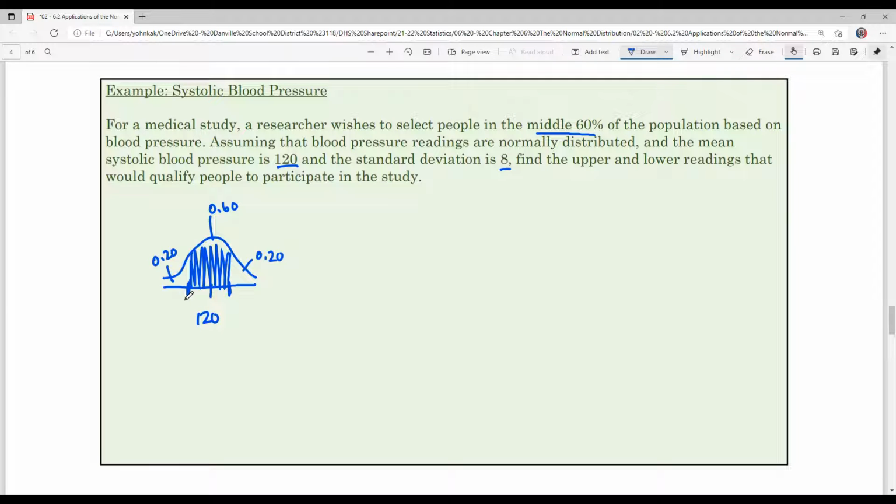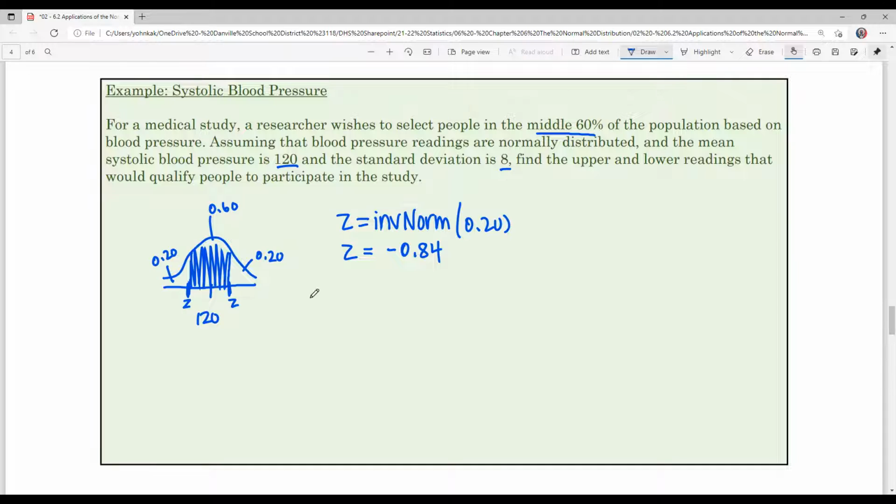So let's figure out what this z-score is on the left-hand side, and then we'll do the z-score on the right-hand side. So if we do the z-score on the left side, we're going to inverse norm. And I want what area is to the left of that z-score, which would be 20%, so 0.20. That's going to give me a z-score of negative 0.84.